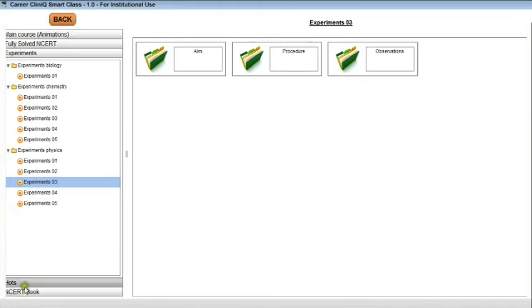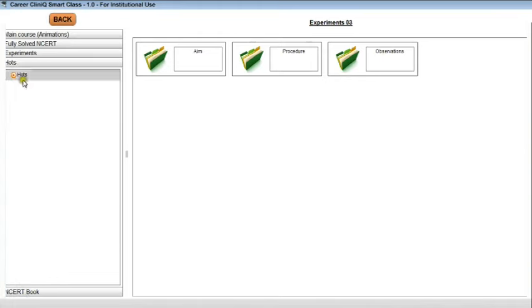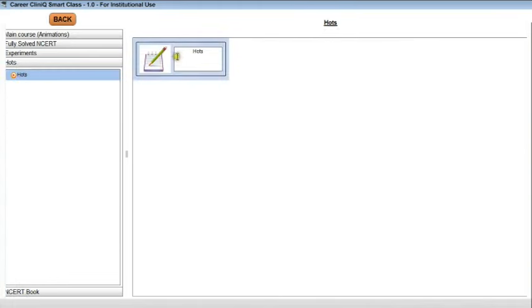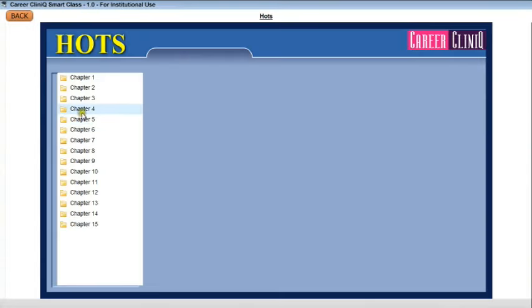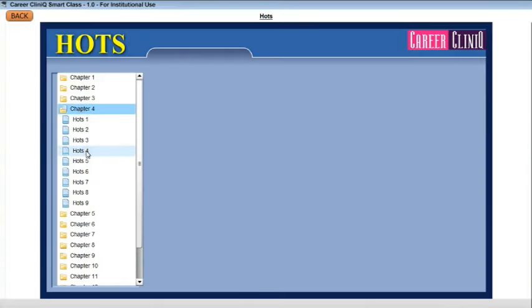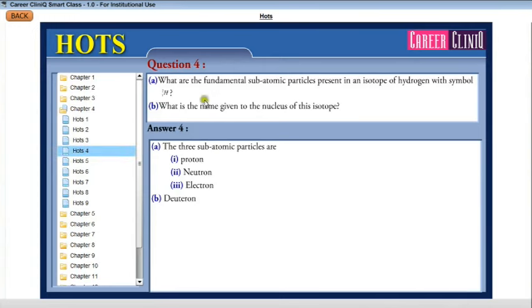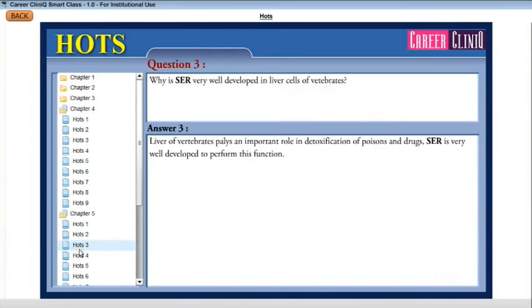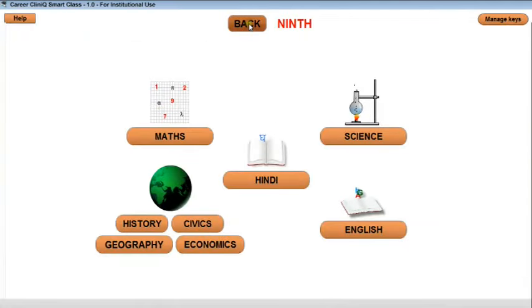Apart from the experiment section, we have added a portion called the HOTS. Now in HOTS, what we have done is we have included the important questions of the chapters. These question answers are the most important and most frequently asked questions in the examinations.